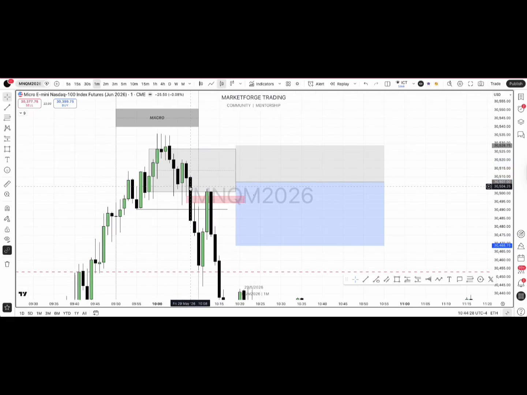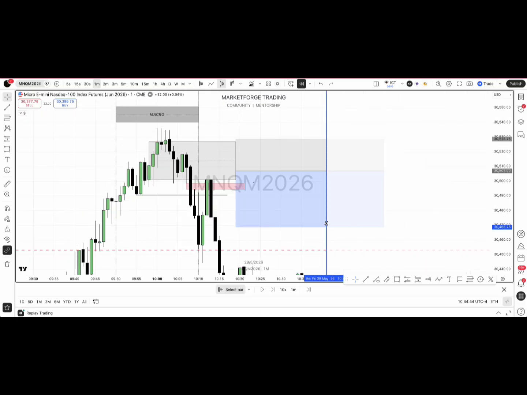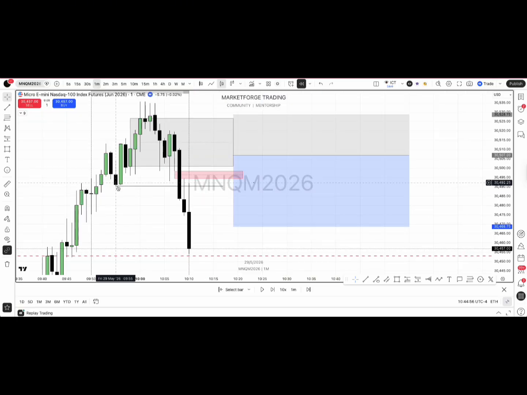And we have our displacement down, creating a sell side imbalance, fair value gap. And let's use bar replay just to make this a little easier to read. So prominent swing low, failure. We have a displacement down, creating a market structure shift. We have our bearish fair value gap here, and we have our order block here.